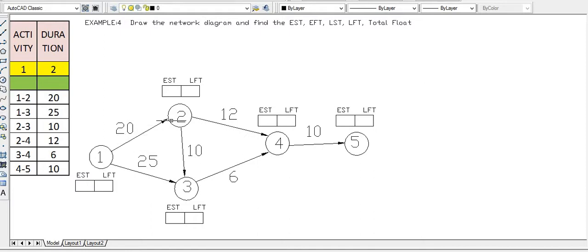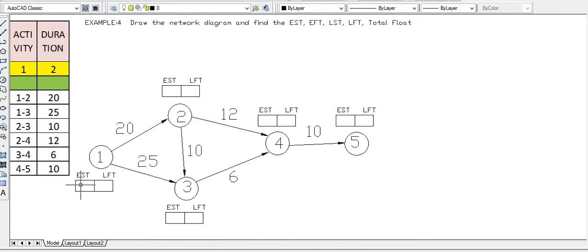So 1 to 2 is from the first node to the second node. The activity has a duration of 20 days. So we have to calculate this. We will find out the earliest start time. How to find out the earliest start time? We have to see the starting node, and for latest finish time, we have to see the finish node, that is the end node. First we will calculate in the forward direction all the earliest start times, for all activities.